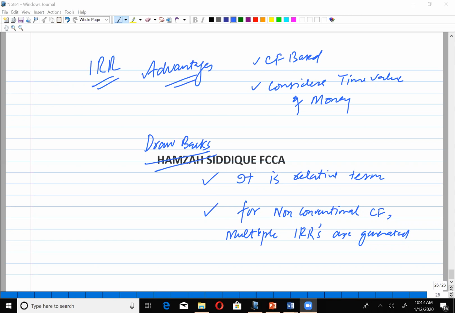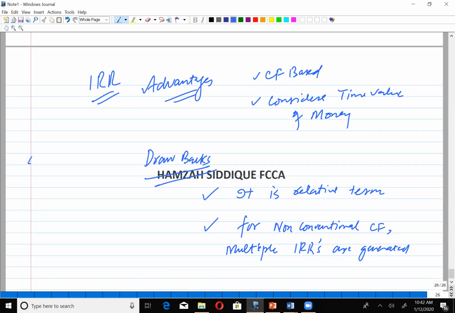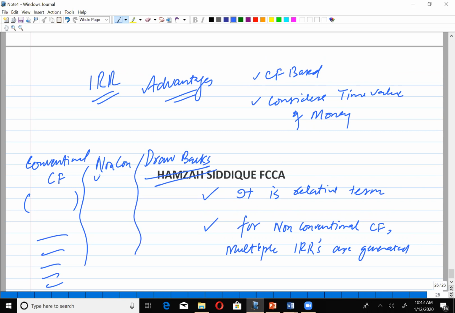Students, first of all, what is conventional? Conventional cash flows are those which are initially outflow and then inflows. And what is non-conventional? The inverse of it: initially outflow, then inflow, then outflow, then inflow, then outflow, and then inflow.